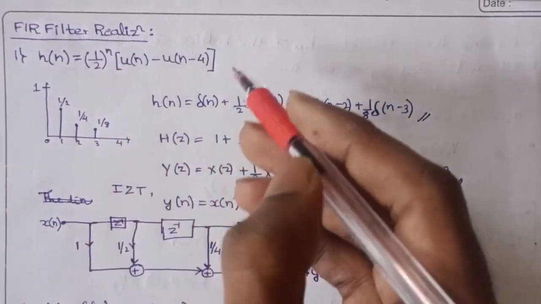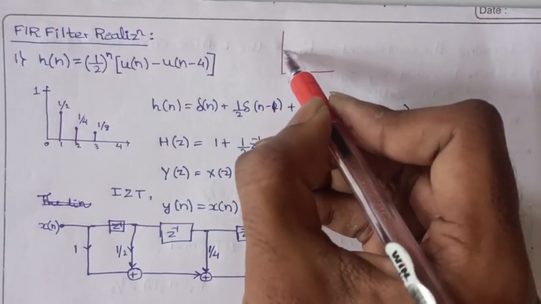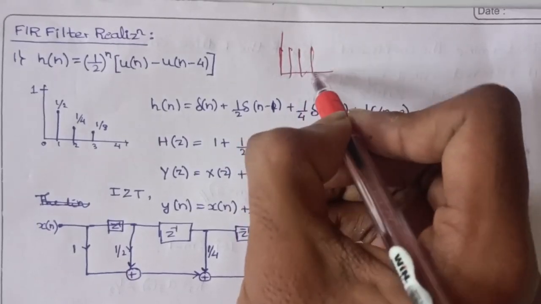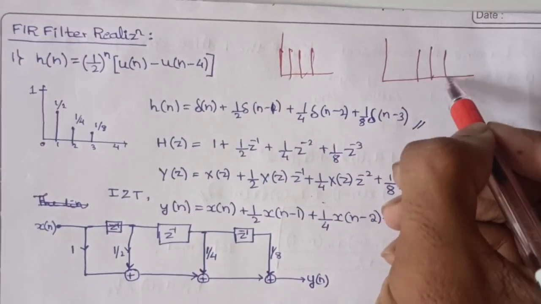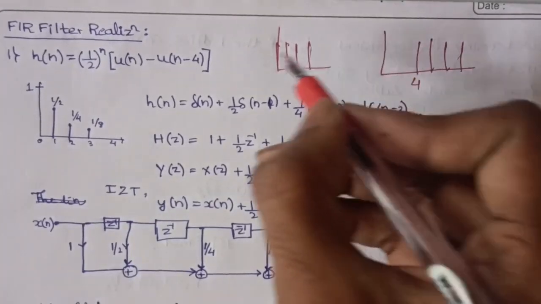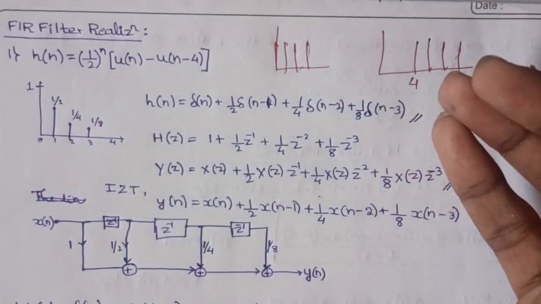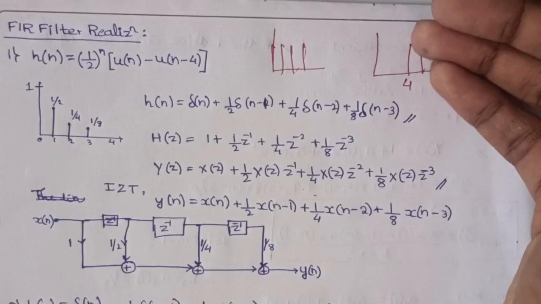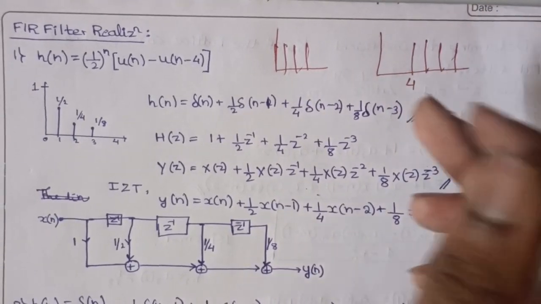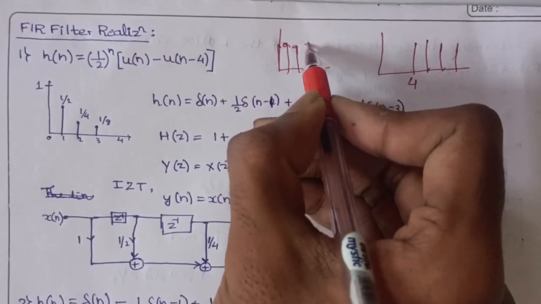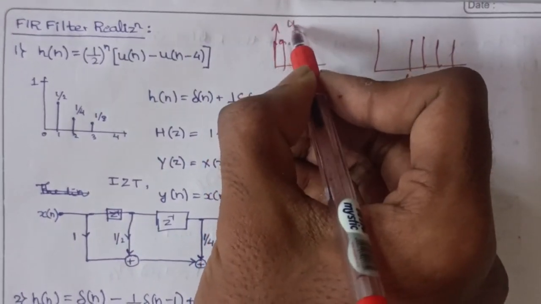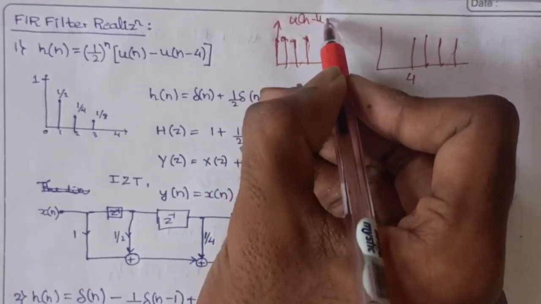We know that u of n is a step function, and u of n minus 4 is another step function which starts from n is equal to 4. Since it is minus u of n minus 4, when subtraction is applied here, only 4 samples remain. That is u of n minus u of n minus 4.